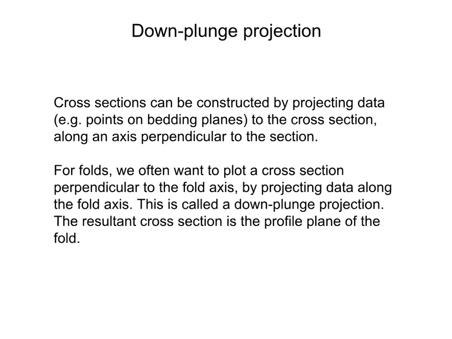Cross-sections can be constructed by projecting data, such as points on bedding planes, to the cross-section, along an axis perpendicular to the section. For folds, we often want to plot a cross-section perpendicular to the fold axis, by projecting data along the fold axis. This is called a down-plunge projection. The resultant cross-section is the profile plane of the fold.